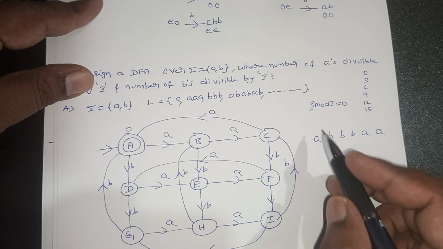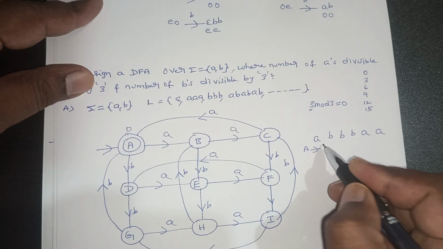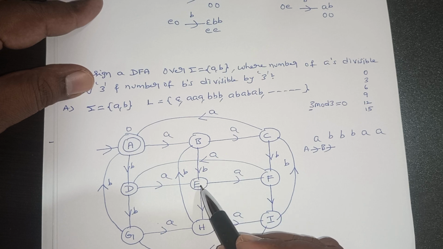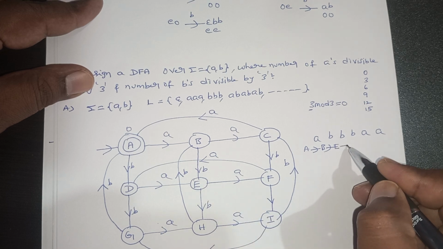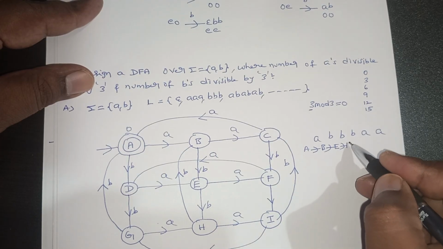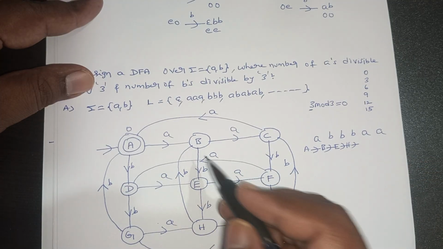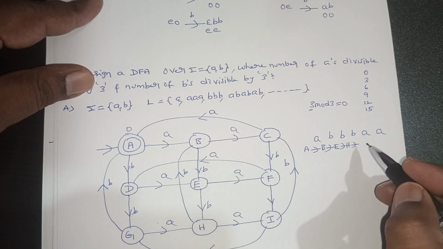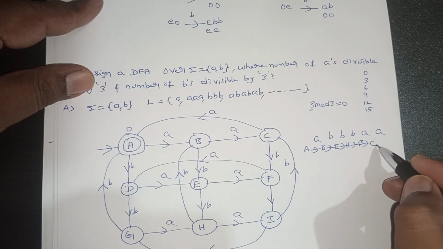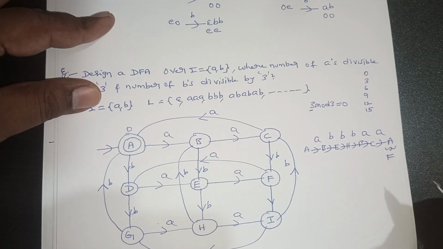Okay, start from start state A. What is A on a? B. What is B on b? B on b, I am going to E. What is E on b? I am going to H. What is H on b? I am going to B. What is B on a? C. What is C on a? It is A. So A is the final state.